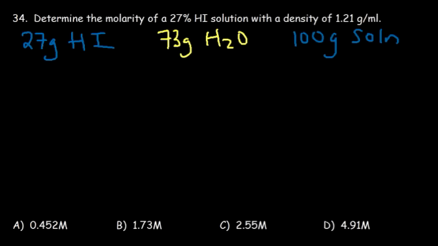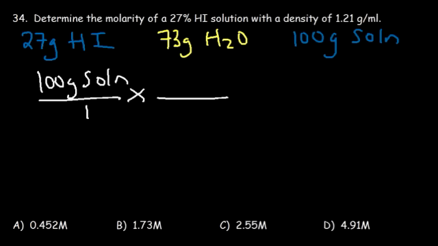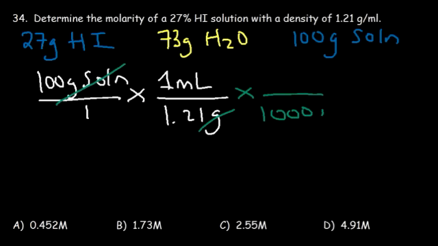Now, we can easily get moles of solute by converting grams of HI into moles, but we need the liters of solution. So 100 grams of solution, let's convert that to liters. The density is 1.21 grams per milliliter. That means that 1 milliliter of solution has about 1.21 grams. So notice that the grams cancel. And now we can convert milliliters into liters. There's 1,000 milliliters per 1 liter. So 100 divided by 1.21 divided by 1,000, we have a volume of 0.0826 liters.